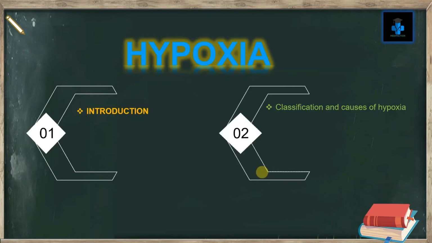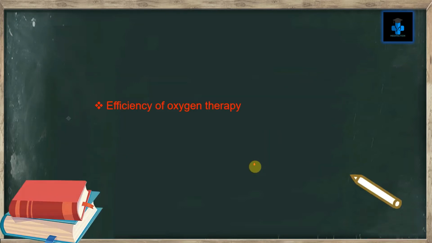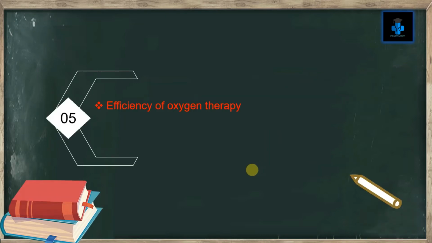In this video, I'm going to enumerate with an introduction, classification and causes of hypoxia, also the characteristics and the effects of hypoxia, and also treatment for hypoxia. And finally, we will be dealing with the efficiency of oxygen therapy as a treatment for hypoxia.